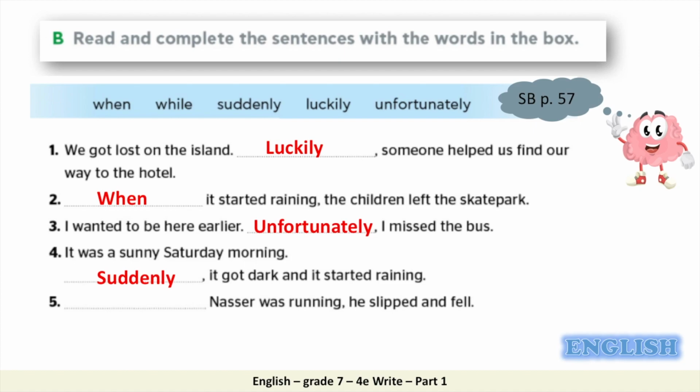Finally, sentence number 5. Nasser was running. He slipped and fell. The correct answer here is while, of course, because it introduced the long action in this sentence. Please check your answers and make sure that you have copied the correct answers in your book.